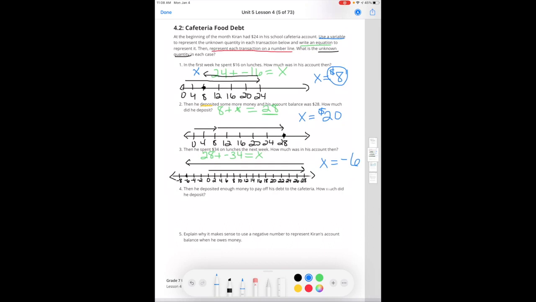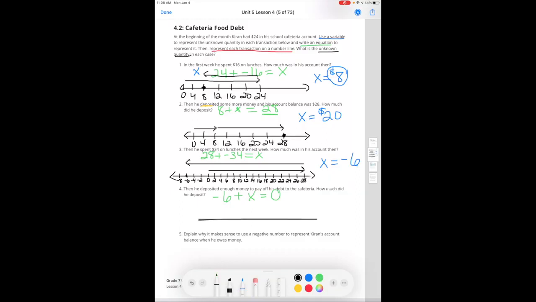On number 4, it says, then he deposited enough money to pay off his debt to the cafeteria. So how much did he deposit? So for our equation, he started with a balance of negative $6. And we know he had to add an amount. And after he pays off his debt, he would be at $0.